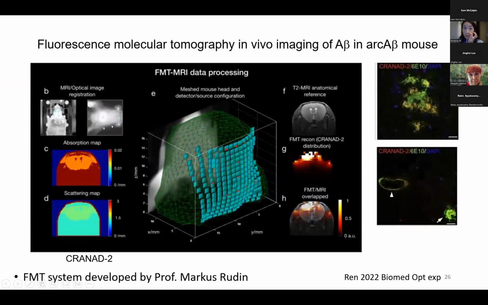And so other methods have been developed. The FMT system is a fluorescence molecular tomography system developed by Professor Marcus Ruiqing. This method can also be used to detect the 3D distribution of molecules by similarly injecting the amyloid imaging compound into the tail vein of the mouse, and we can reconstruct the distribution of amyloid plaque in the mouse brain. However, this method has a lower resolution compared to what we showed before.